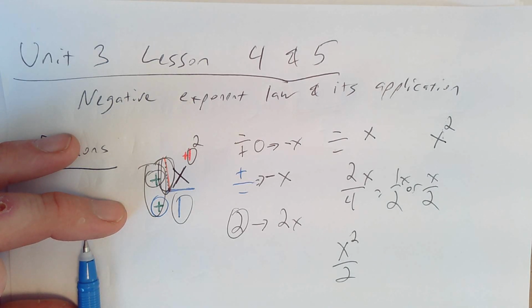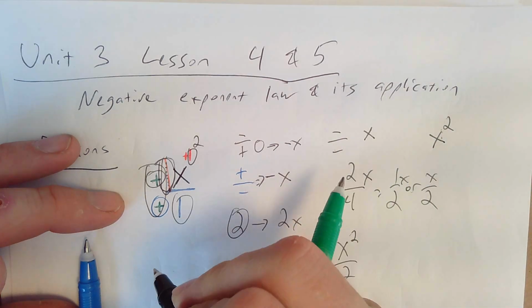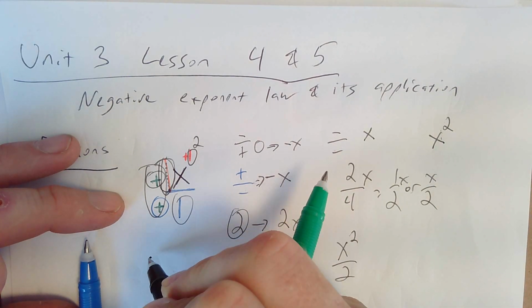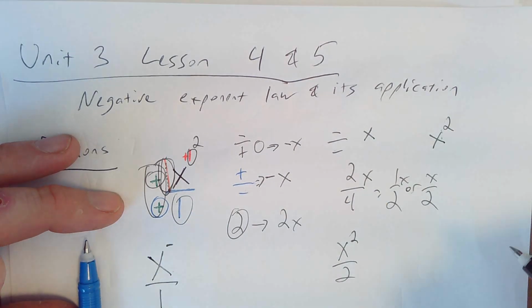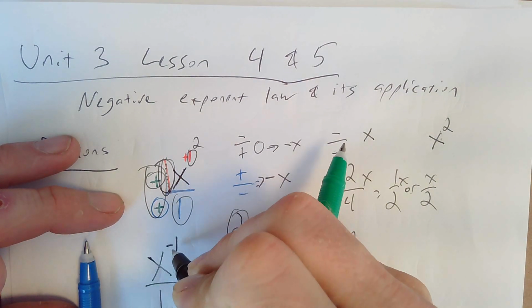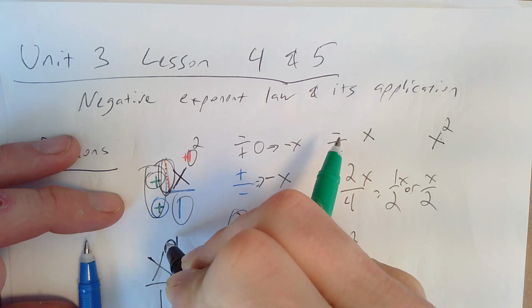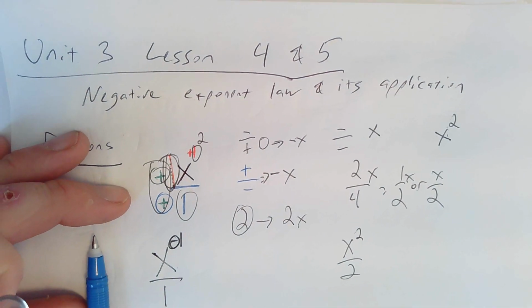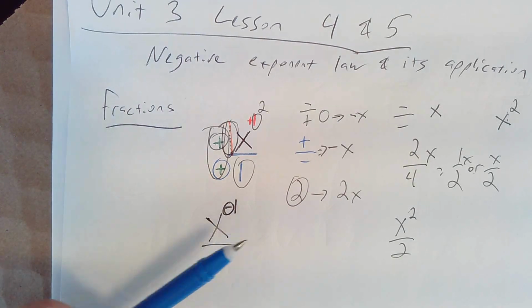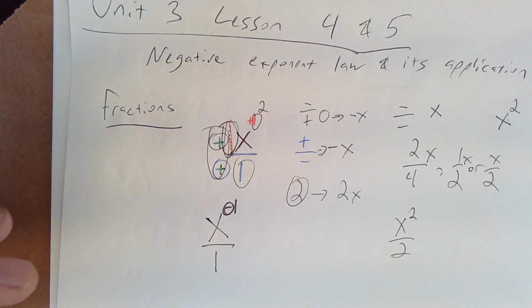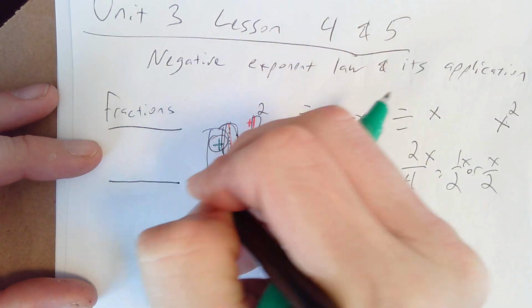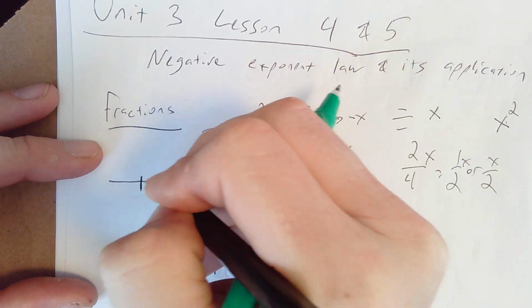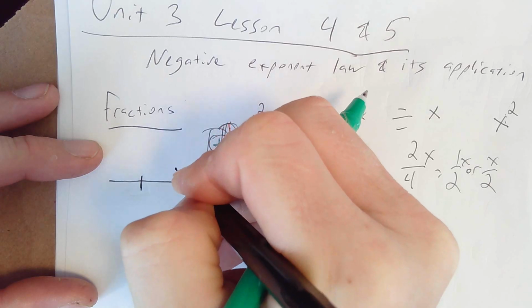But what if I change this x over 1, to the positive 1 exponent, and I change this positive 1 to negative? What happens then? Well, if you look back here, when I changed that positive of the coefficient, I had the positive x, right?